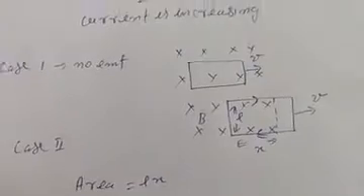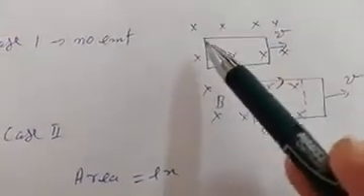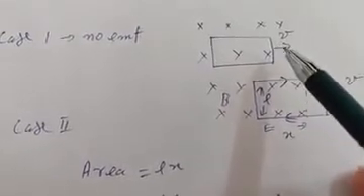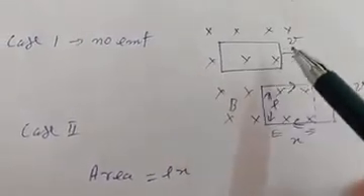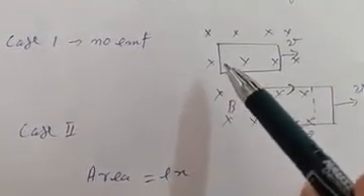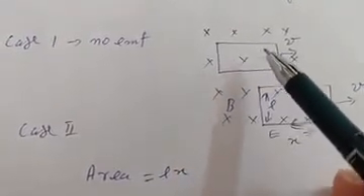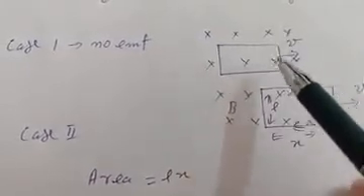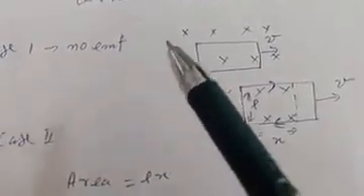Now I am taking two cases. In the first case, this loop is moved inside the magnetic field. It is not outside, inside. So there will be no change in the flux because the area is the same, no change in the area which is inside the magnetic field, and there is no change in the magnetic field. So there will be no change in the flux, there will be no induced EMF.